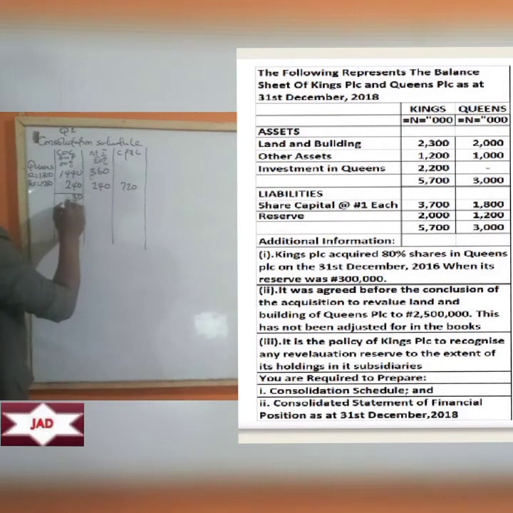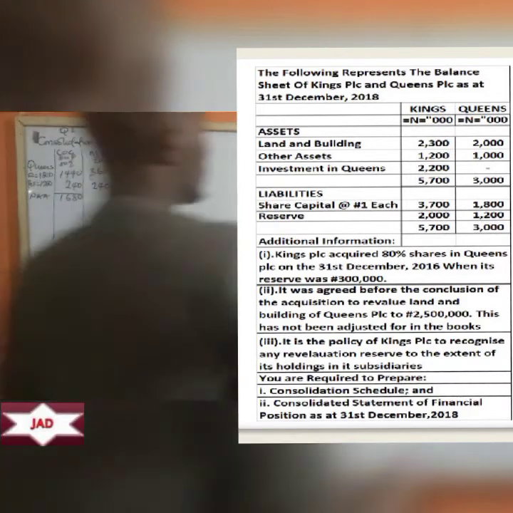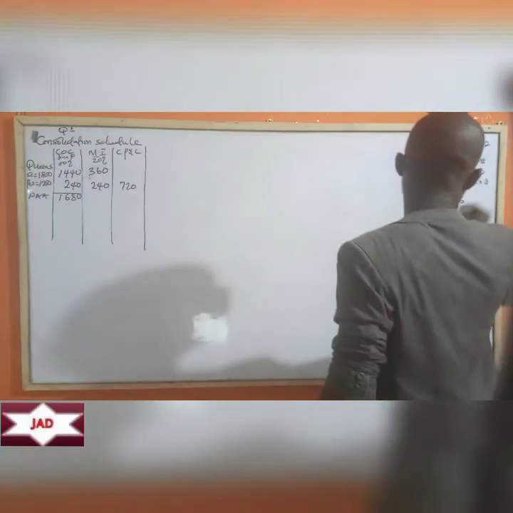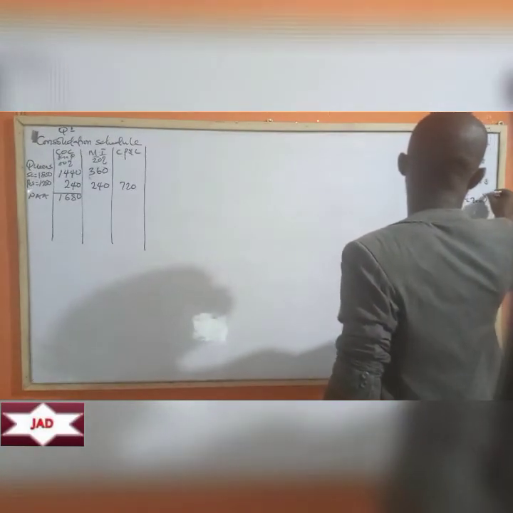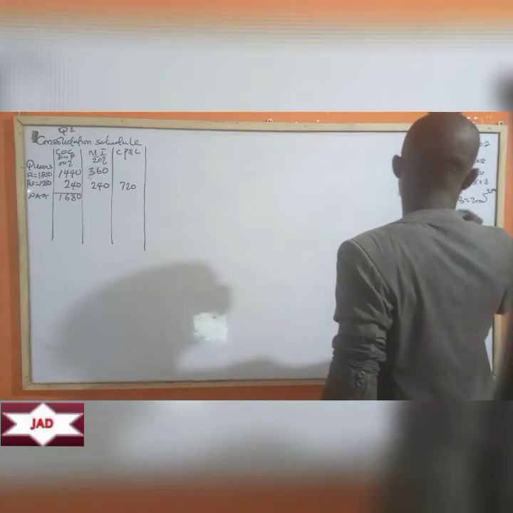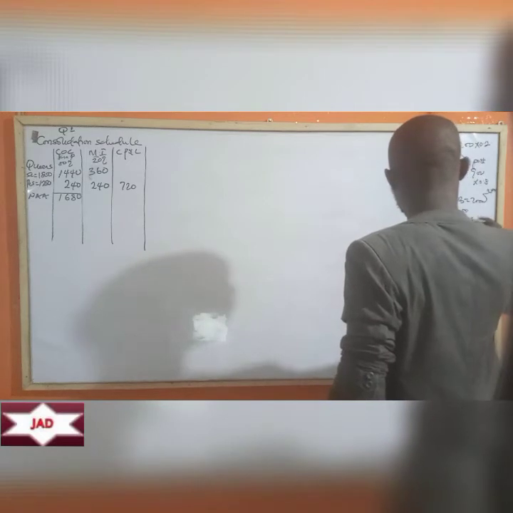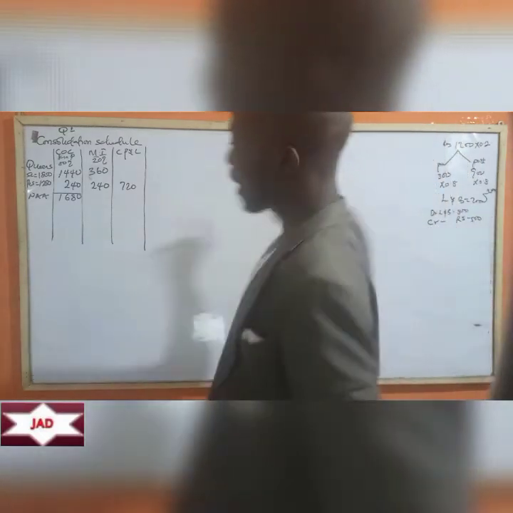Now this is your net assets acquired. But don't forget, there's a revaluation of what? Land and building. Say land and building has been revalued to 2,500. So what land and building there? It's 2,000. So we have land and building 2,000 to what? 2,500. So what's the increase there? 500. So we debit land and building with 500. We credit what? Revaluation surplus with 500.